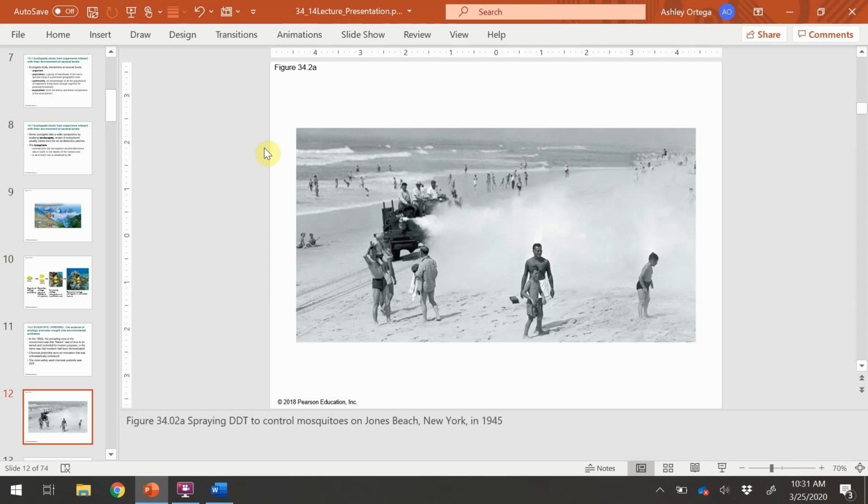You can see in this image Jones Beach, New York in 1945 being sprayed with humans walking around on the beach already, which we know is not a good thing. When you spray pesticides, you should not interact with them. You should leave them to settle on the ground for a while. Obviously they didn't know that back then.